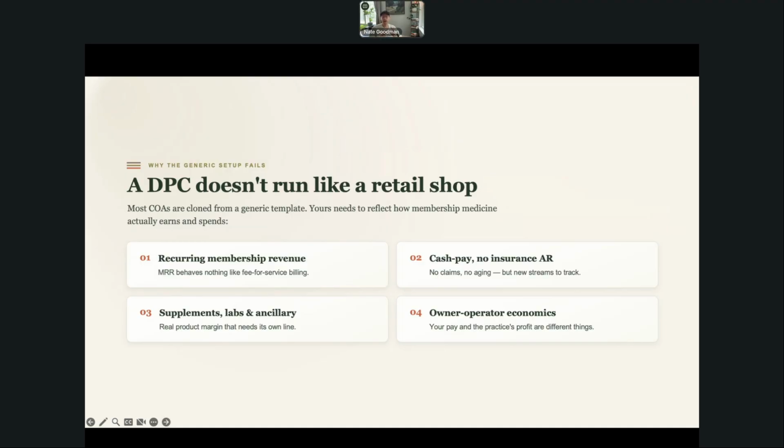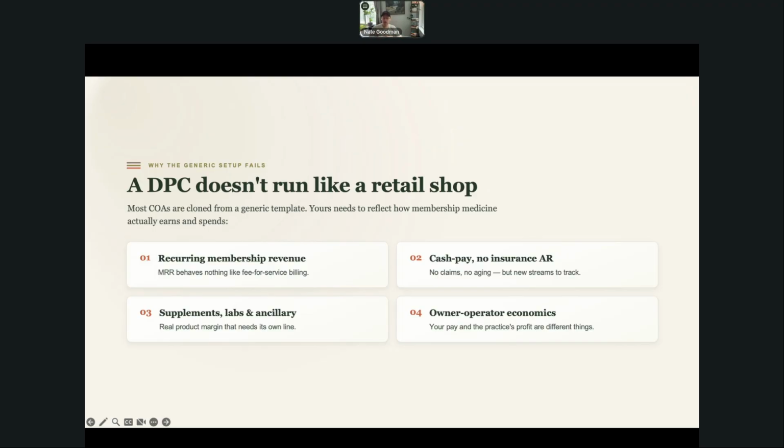So the things that you would want to be able to see are recurring membership revenue. We want to see your monthly recurring revenue. We call that MRR. That behaves nothing like a fee-for-service business, right? People aren't just coming to see you one-off and you're charging them. You should have a client or a patient that is paying you a monthly fee to receive value month over month, just by having you available.